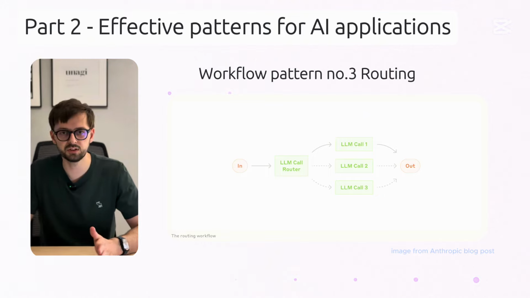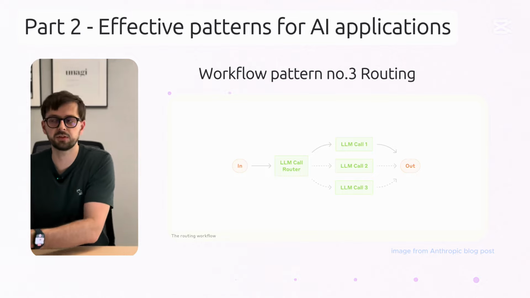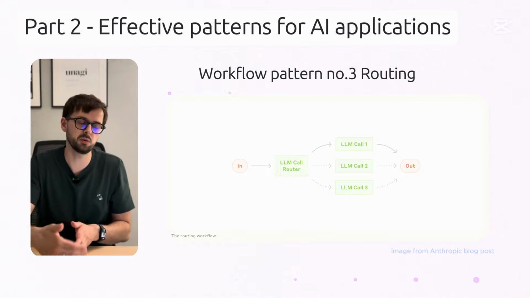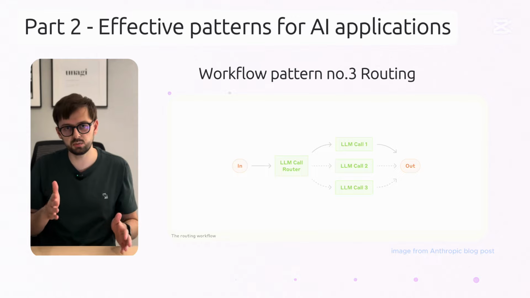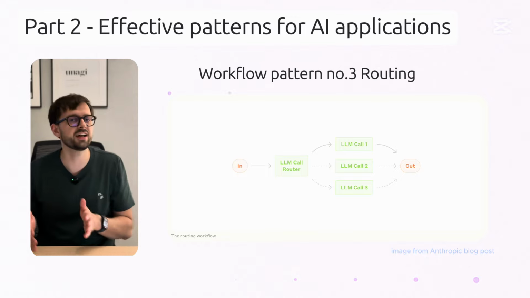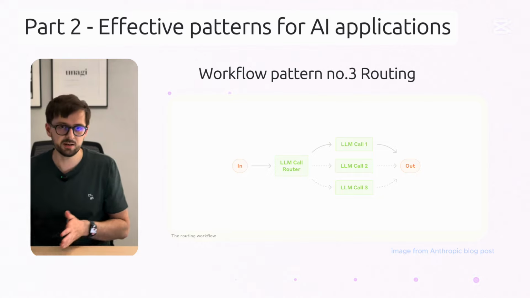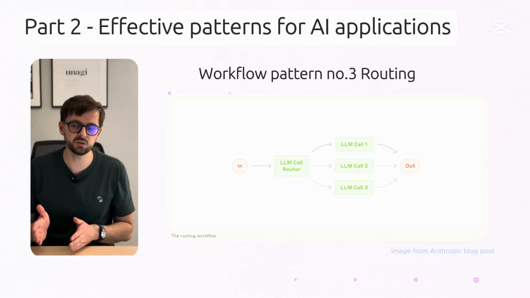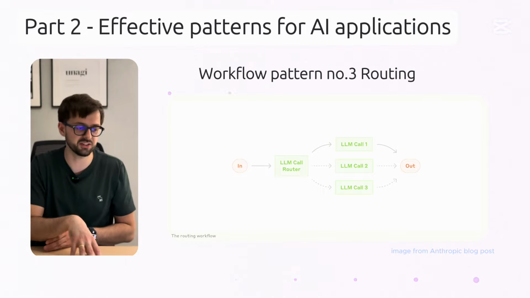Okay, so routing, the third pattern, which is really powerful and really easy to understand and implement. Basically, what we do here is we ask the LLM which path it should take to finish the task based on some conditions, and then we proceed with the selected path. And to be honest, it's starting to be a little bit of a gray area between AI agents and AI workflows, but since we're executing predefined paths anyway, we call it a workflow pattern.